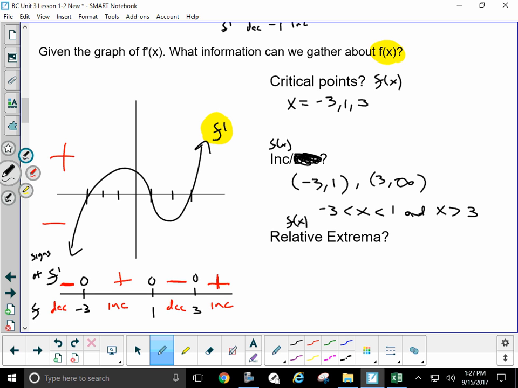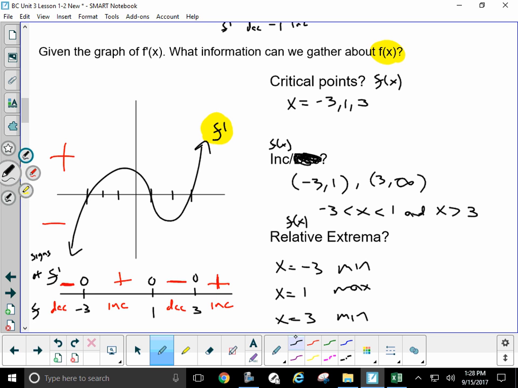Where do I have relative extrema? Well, again, not here, but at the zeros of f prime. Those would be possible extrema of f. So at -3, we go from decreasing to increasing, min. At 1, increasing to decreasing, max. At 3, decreasing to increasing, min.